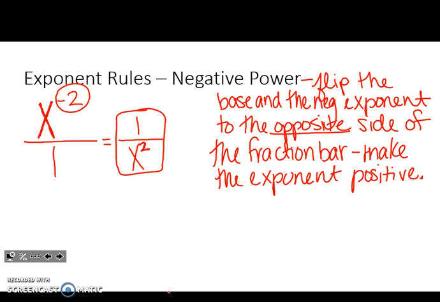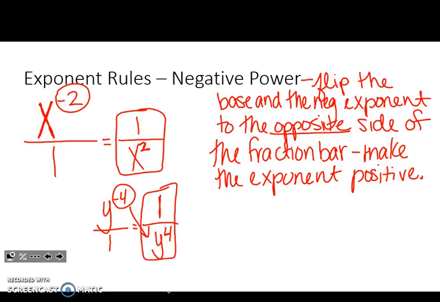So for example, let's look at another one. I'll leave that definition up there. So if I have y to the negative 4th, I first have to make that into a fraction by putting it over 1. Since y to the negative 4th has a negative exponent, I need to move it to the opposite side of the fraction bar in order to make it positive. Since there is now nothing on top, I need to use a placeholder of 1. So y to the negative 4th is the same thing as 1 over y to the 4th.